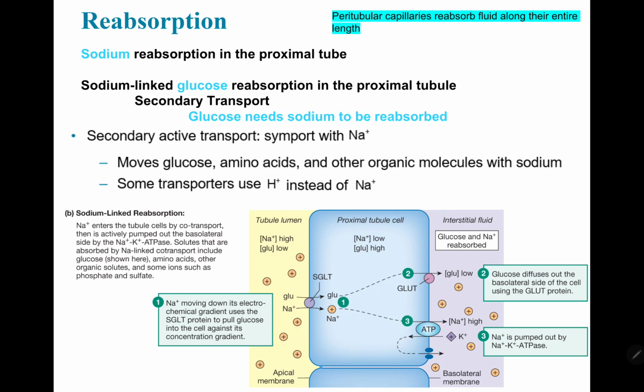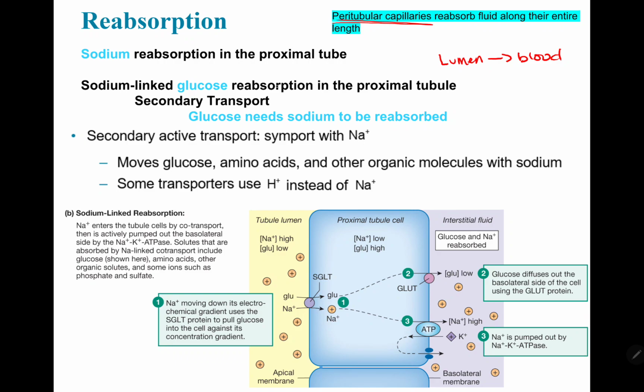So we talked about filtration, mass movement of molecules, right? Filtration only occurs in that renal corpuscle, from the glomerulus to the Bowman's capsule. Another function of the kidney is reabsorption. Again, reabsorption is going to occur along those peritubular capillaries, right? Those peritubular capillaries are going to reabsorb fluid all along the entire length of that nephron, or that kidney tubule, okay? When we're looking at reabsorption, again, it's from the lumen of the tubule back into the blood, within those peritubular capillaries, right?